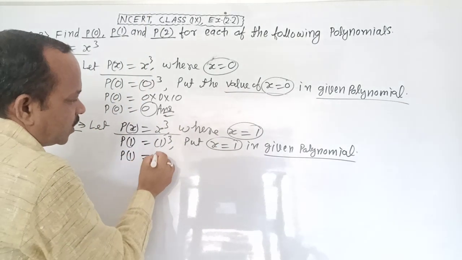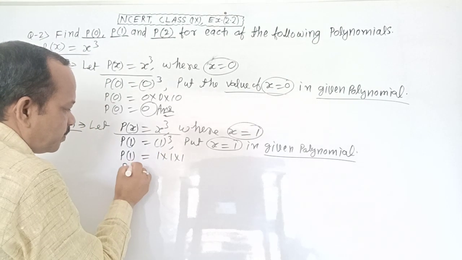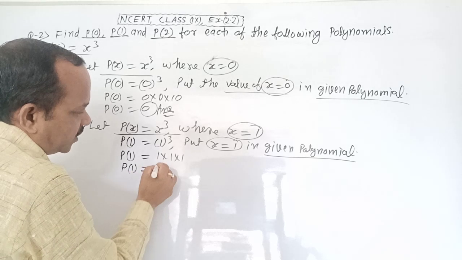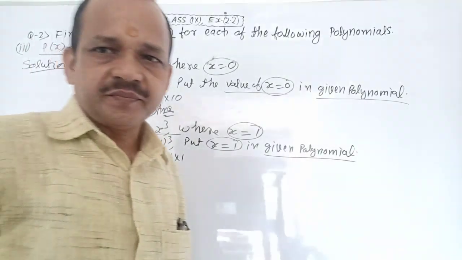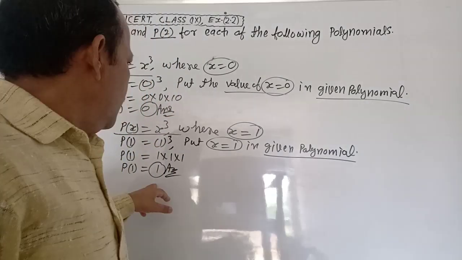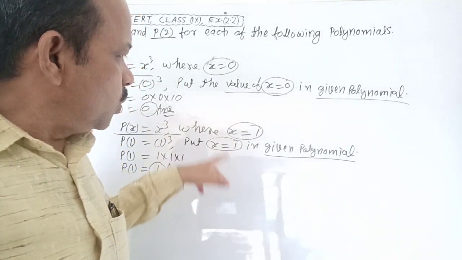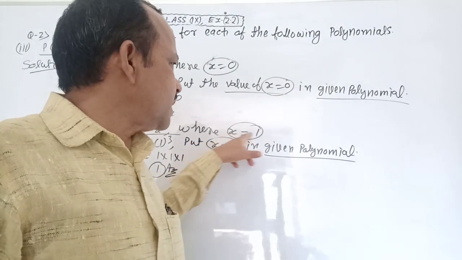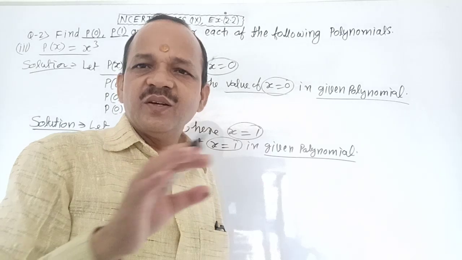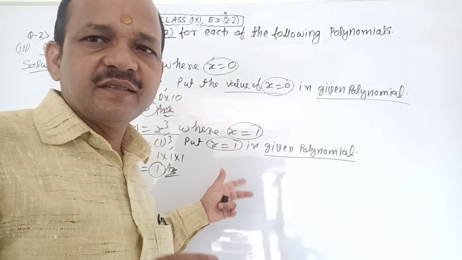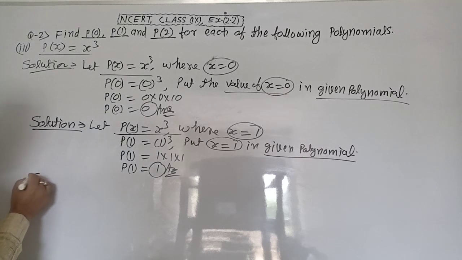p(1) equals 1 multiplied by 1 multiplied by 1. p(1) equals 1 is your answer. You find the value of the given polynomial is 1 when you put the value of x equals 1 in the given polynomial. It is clear? No confusion about it? Very good. Next step, solution.